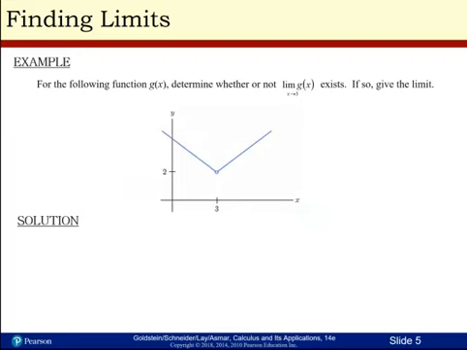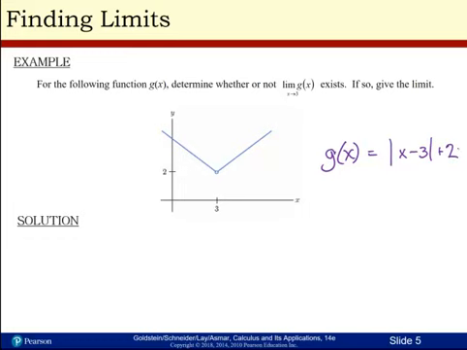So if I'm to look at this absolute value function, let's see if as x goes to 3, the limit exists. We need to decide whether or not the limit as x goes to 3 of g of x exists. And if it does, we're going to give the limit. Now this happens to be the function g of x equals the absolute value of x minus 3, and then added 2. So if you want to graph that, you can.